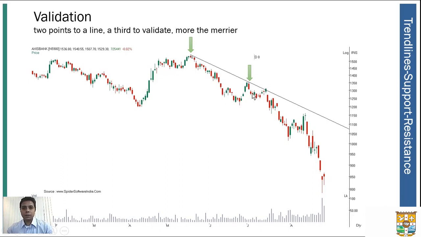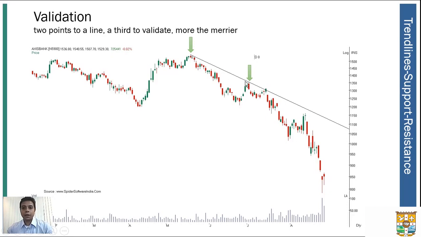Now what Axis Bank tries to do here is it bounces back and tries to test the trend line. A couple of things can happen here. It can break above that trend line and move up, which will mean that the erstwhile downtrend has reversed into an uptrend, or something like this can happen, where for the third time when it's testing it, it fails to break it convincingly, and then it falls again. When that happens, a couple of things are confirmed.